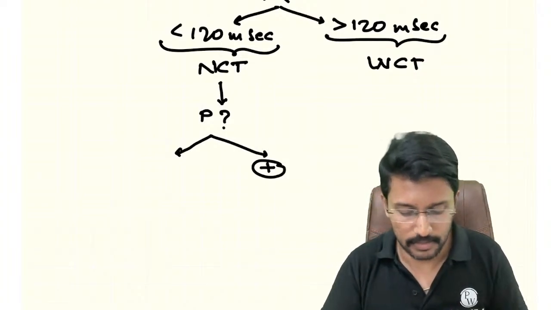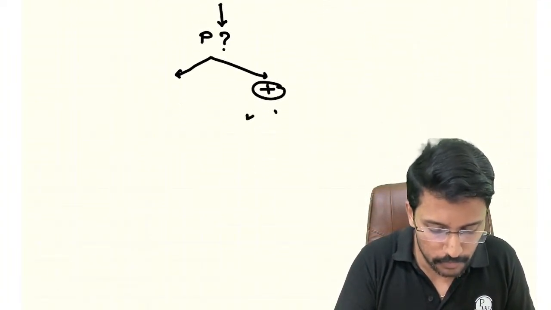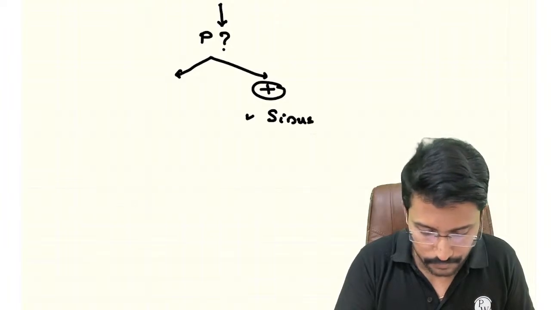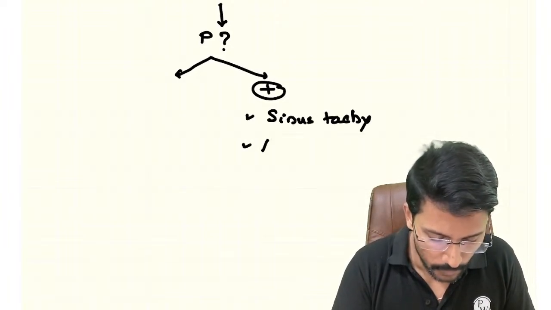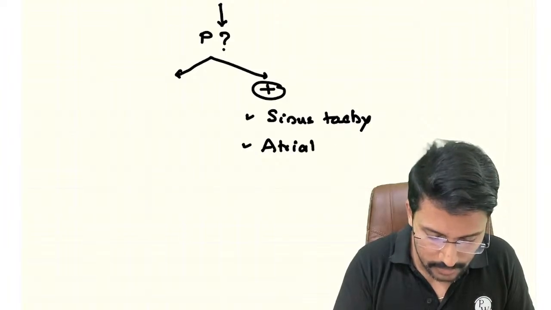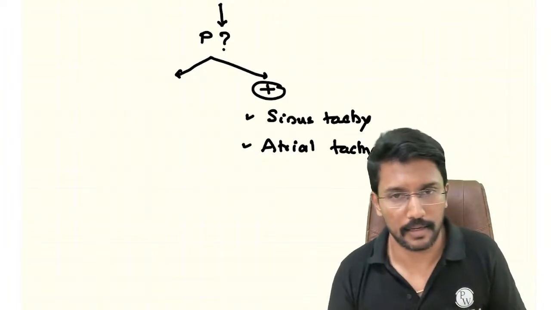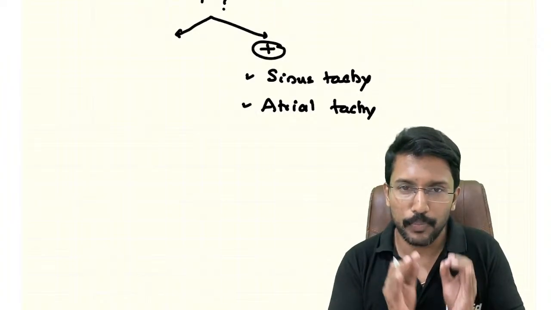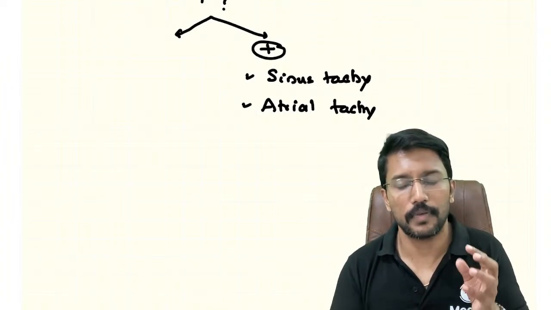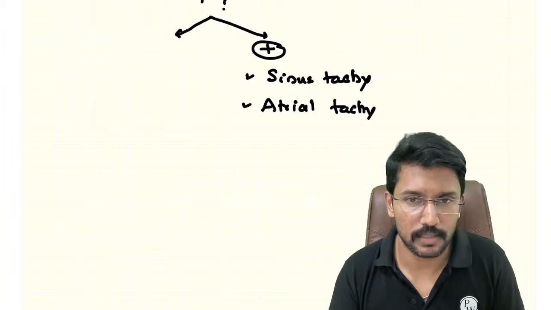So only two possibilities are there if P waves are present. The first one is sinus tachycardia, and the second one is atrial tachycardia. In both these conditions, you have narrow QRS complexes and P waves are present. Then how do I differentiate whether I have atrial tachycardia or sinus tachycardia?